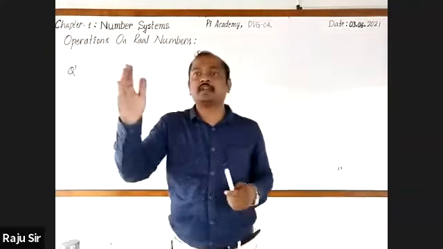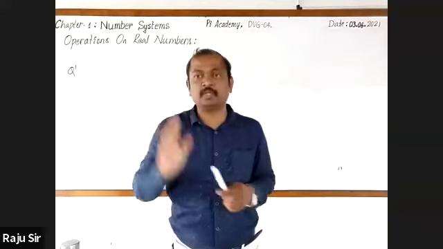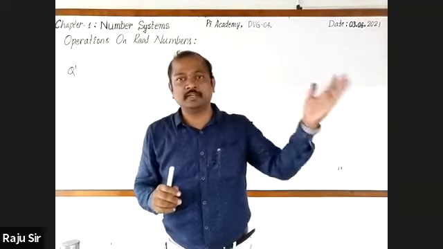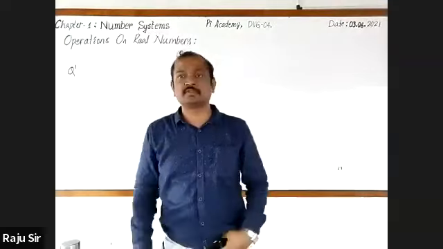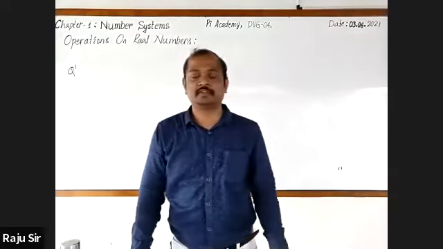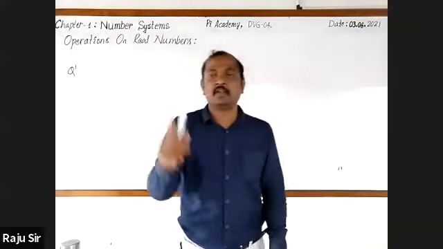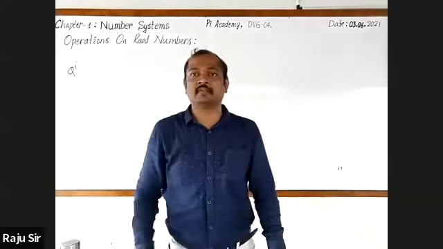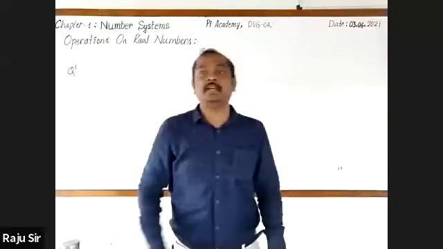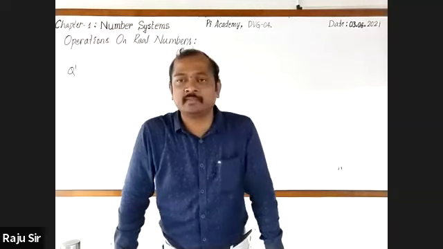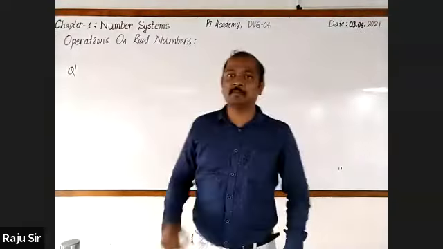A number which cannot be expressed in the form of p by q, where p and q are integers and q is not equal to 0. This is one definition. You can also define irrational number in decimal form as a number whose decimal expansion is non-terminating, non-recurring. A number whose decimal expansion is non-terminating, non-recurring is called an irrational number.